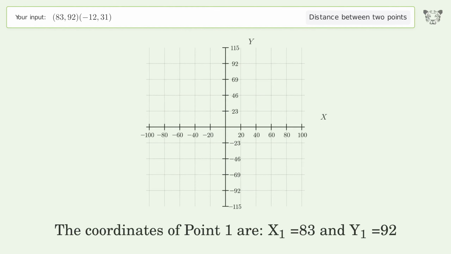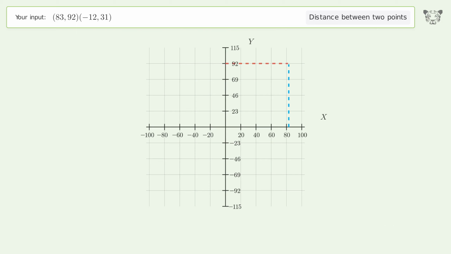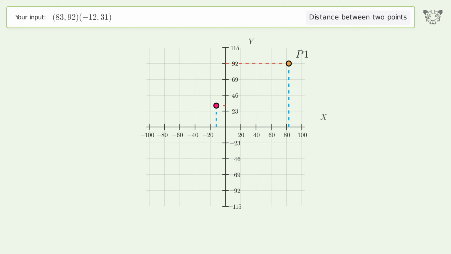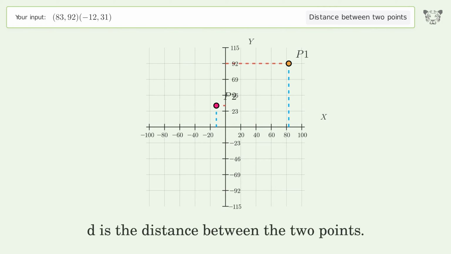The coordinates of point 1 are, x1 equals 83 and y1 equals 92. The coordinates of point 2 are, x2 equals -12 and y2 equals 31. D is the distance between the 2 points.